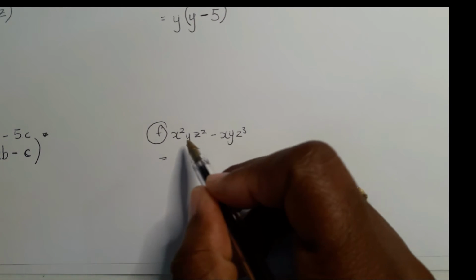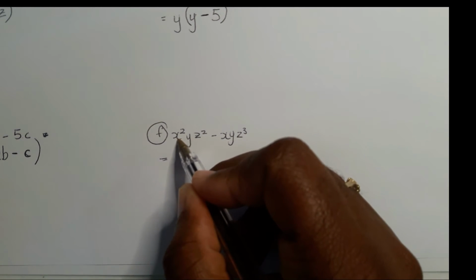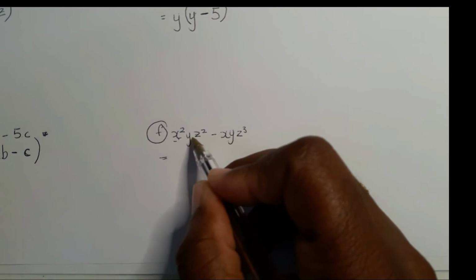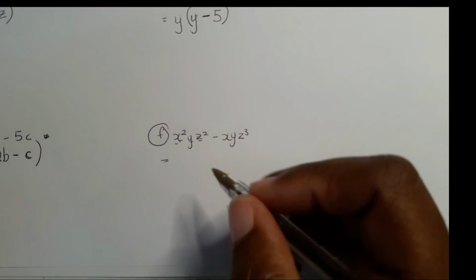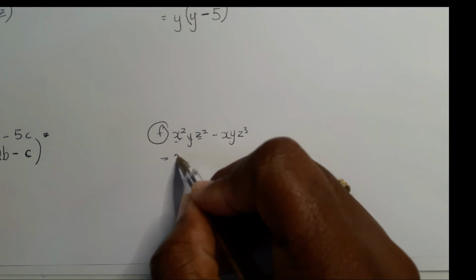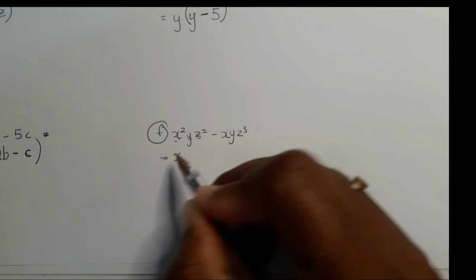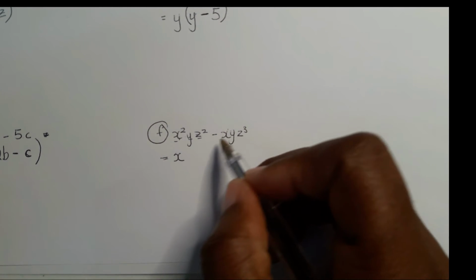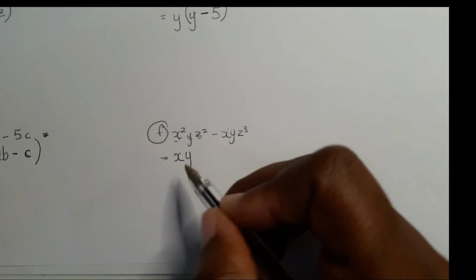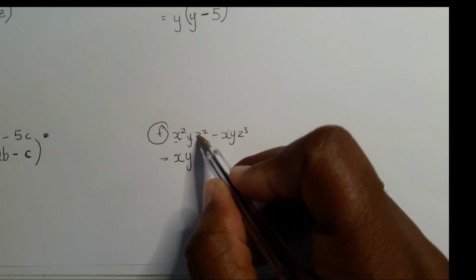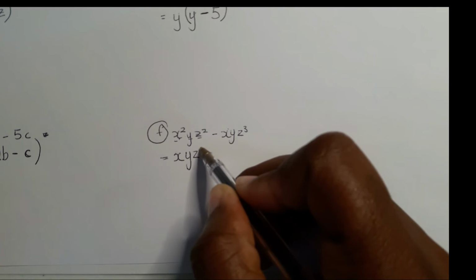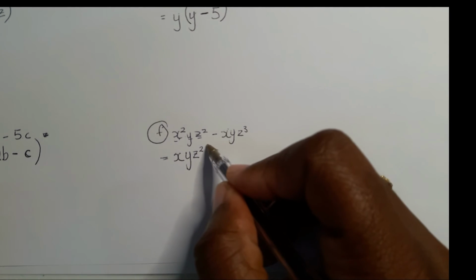Here, any like terms? Yes, you have x. Let's say you have x, you have y, and you have z. Now you're going to pick the number that's lowest, right? So if you have x and the lowest number is 1, you just put 1x. If you have y and the lowest number is 1, you just put back one y. And if you have a z and the lowest number is raised to 2, you put z squared. You just look for the lowest exponent.